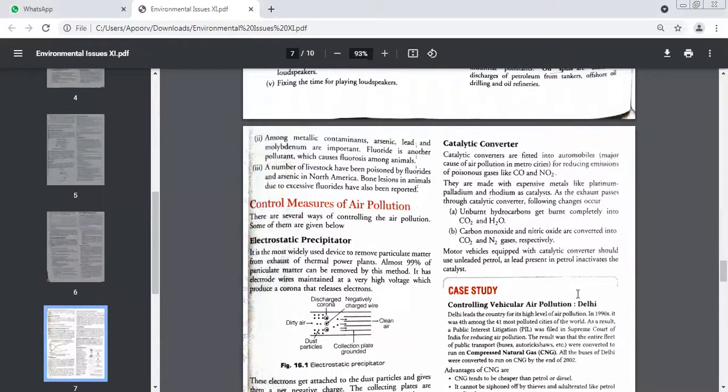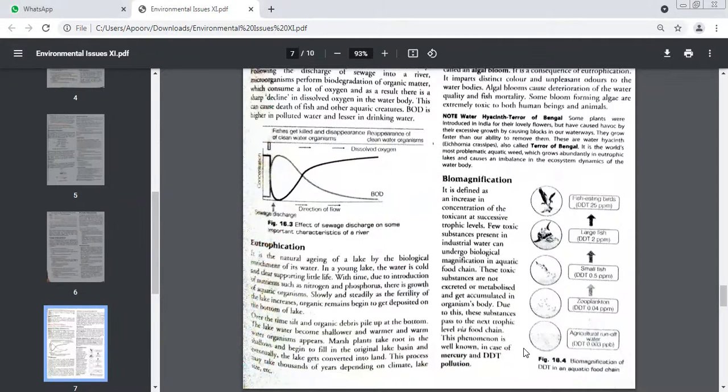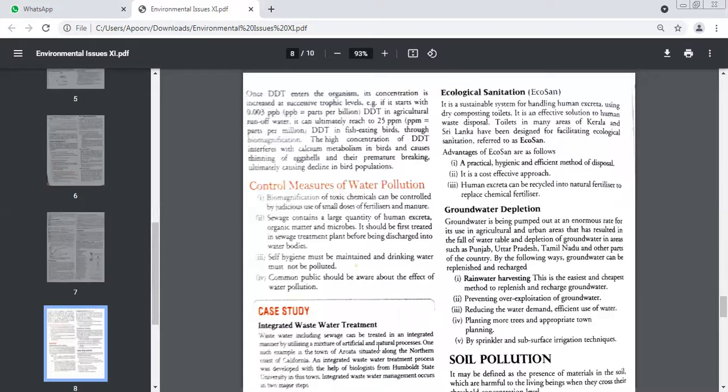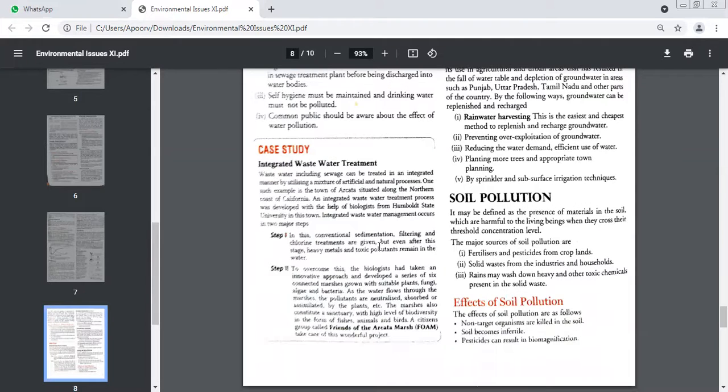Case study. CNG we did yesterday. Biomagnification was done yesterday, beta. Control measures of water pollution we had done. EcoSan we had done. This was a case study. Integrated wastewater treatment. This was not done. I said this case study you will read and I'll ask questions from you. This is what was decided.